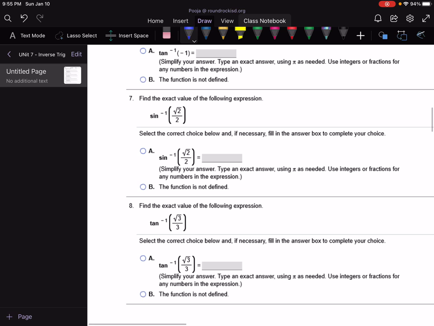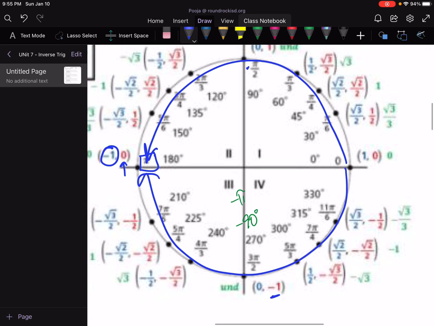What else? Let's say we have sine inverse of root 2 over 2. So I'm looking at sine of what theta equals root 2 over 2. Sine, looking for y-coordinates.